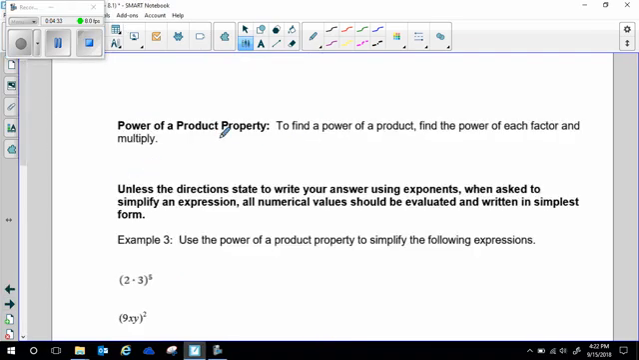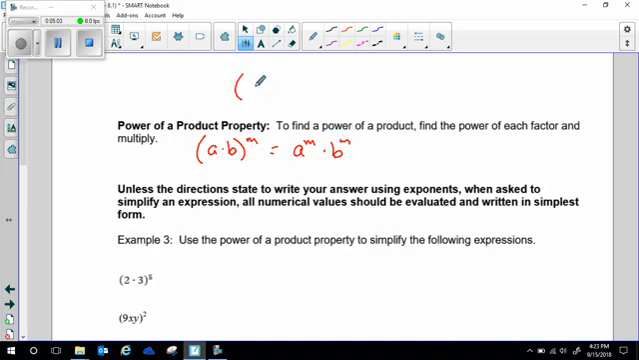The next property is called the power of a product property. We also explored this one through the discovery activity. And that simply says if I have two things that are being multiplied together, A times B, and I'm taking it to some power, M, then I can take that exponent and apply it to each one of these factors such that I have A to the M times B to the M.